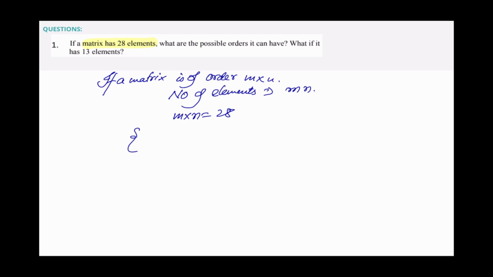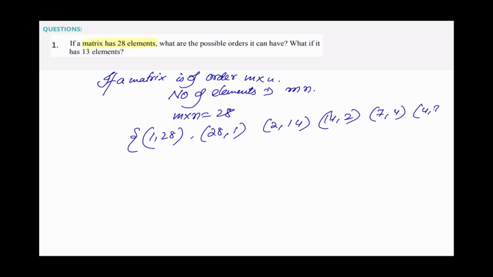What are the best possible combinations, students? 1 and 28, 1 row, 28 columns; 28 and 1; 2 and 14; 14 and 2, students, just multiply; and 7, 4 and 4, 7, correct? Now again they asked, what if it has 13 elements? Since it has 13 elements, m cross n will be equal to 13. We don't have many factors for this: 1, 13 and 13, 1, correct?